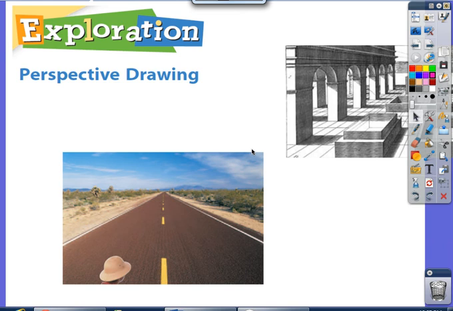That's how much I loved exploring, and that's what we're going to do today, talking about perspective drawing. What you see here is two different perspective drawings. It's a picture or a drawing that looks 3D that's only 2D. And you see here we have one of the road.